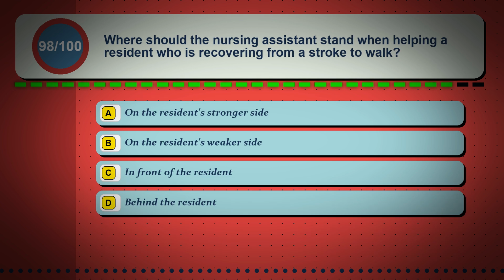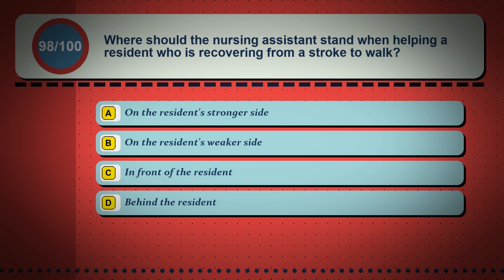Question 98. Where should the nursing assistant stand when helping a resident who is recovering from a stroke to walk? Option A. On the resident's stronger side. Option B. On the resident's weaker side. Option C. In front of the resident. Option D. Behind the resident.